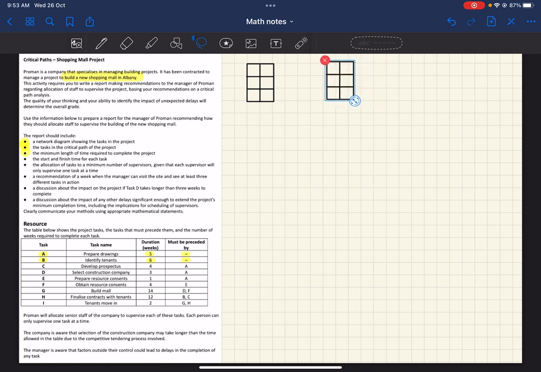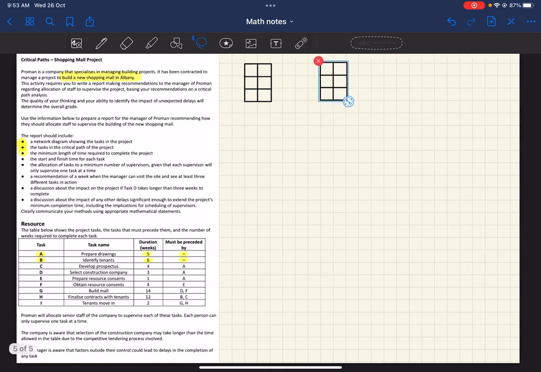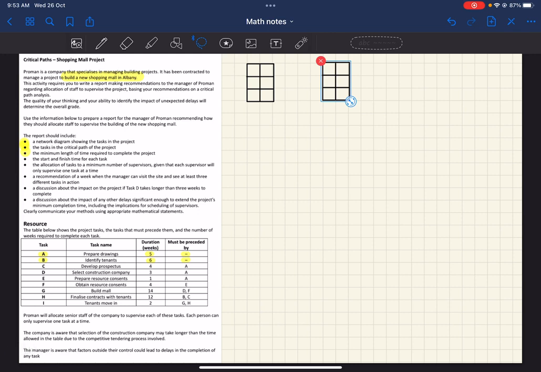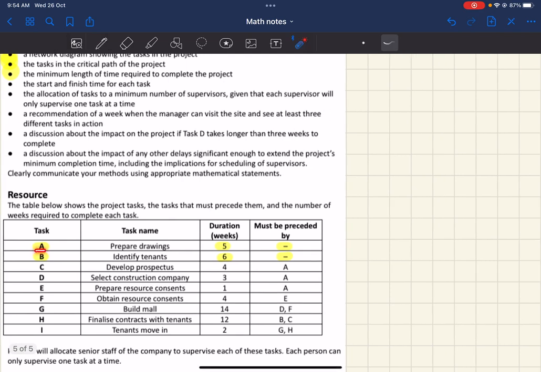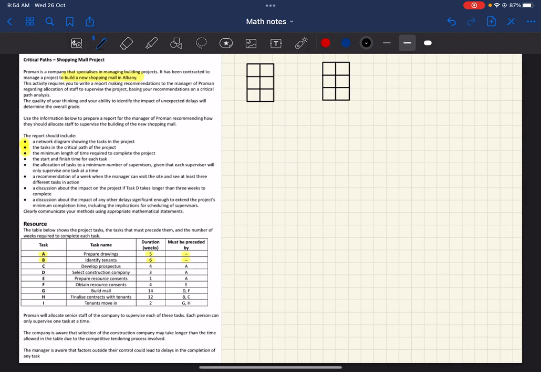Now your network diagram can be done from left to right or up to down, but it just has to show the flow of tasks. So what you have to do first, second, third, fourth, and so on. So our first task is task A, which is prepare drawings. It takes 5 weeks. It doesn't have anything before it, so that's why I can start with it. Because we're starting at the beginning, if you start timing, you start at 0. So we're starting at 0 weeks, and we're finishing at 5 weeks.